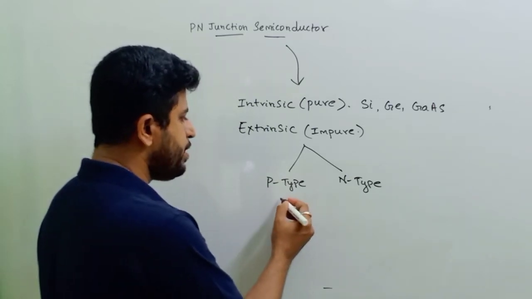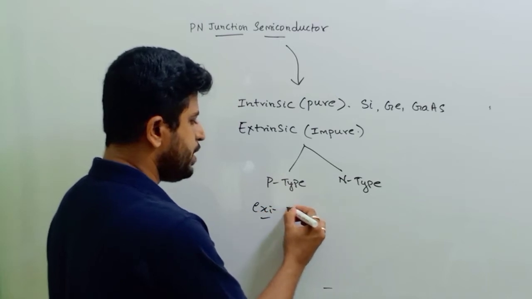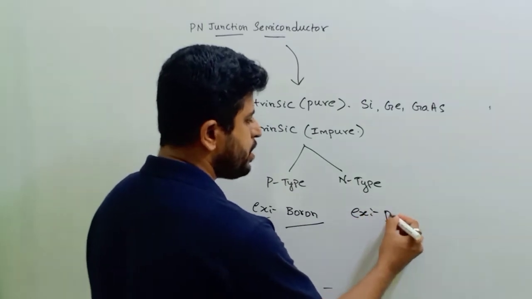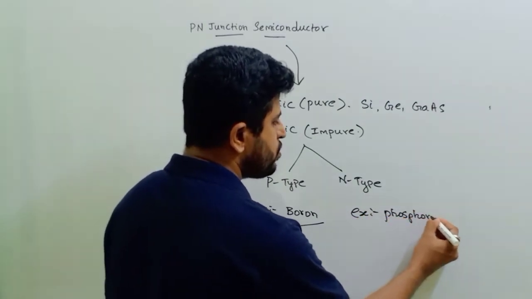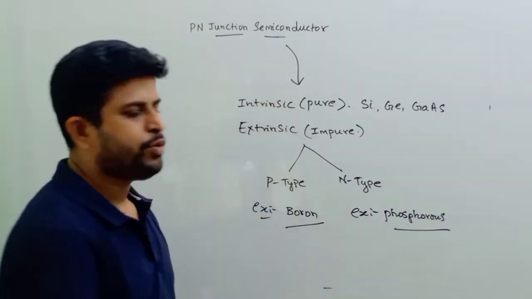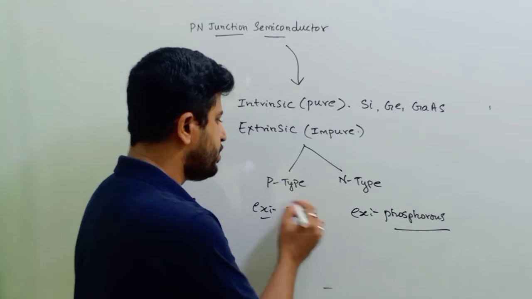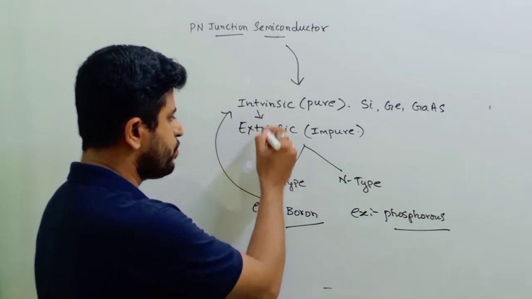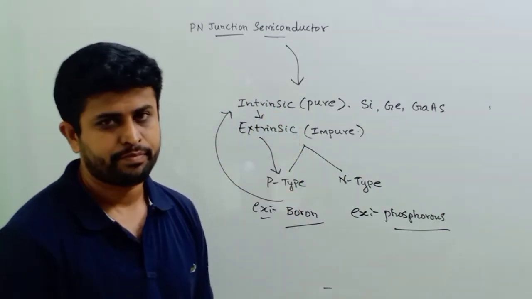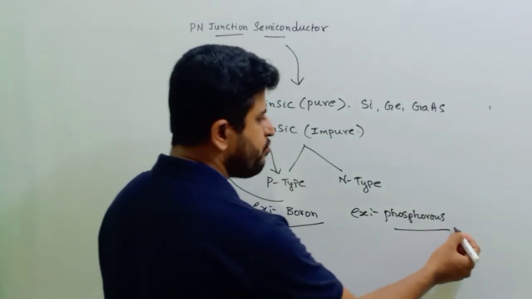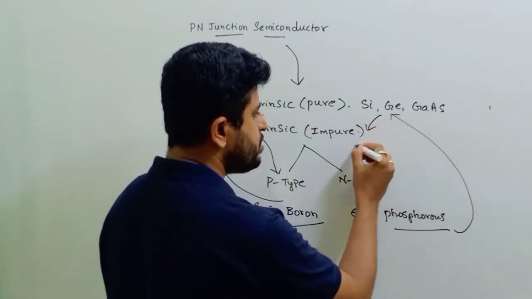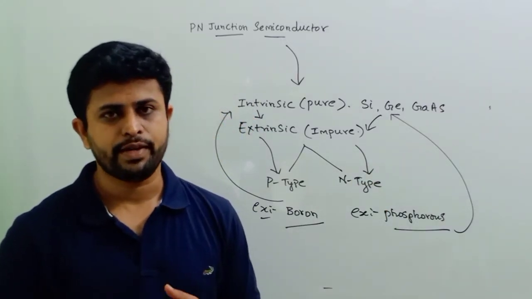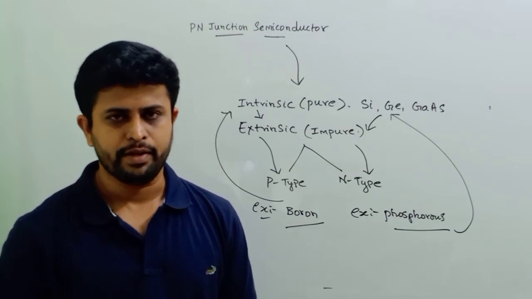Example here, let us say boron. And another example, let us say phosphorus. These are the impurities which we are going to add with intrinsic so that we can get extrinsic, that is P type. The same thing, if you add phosphorus with intrinsic, then we'll get extrinsic of N type. Like this we get P type semiconductor material and N type semiconductor material.